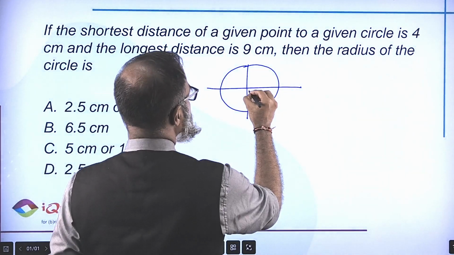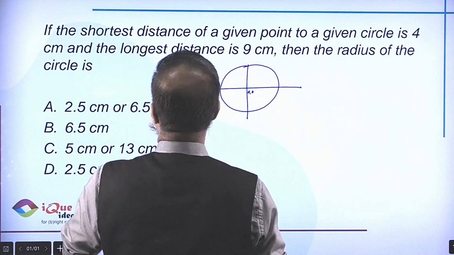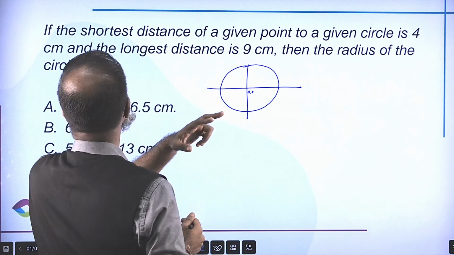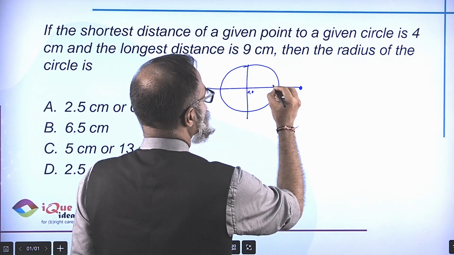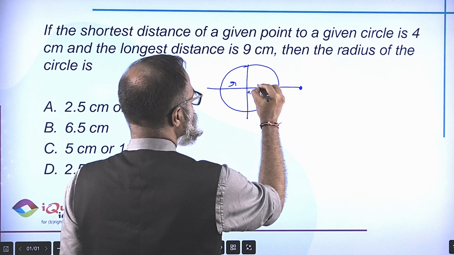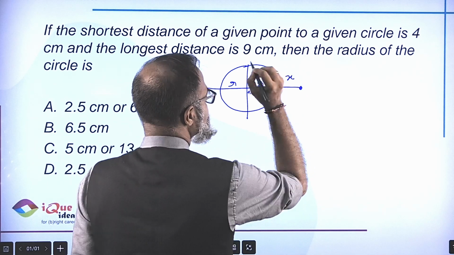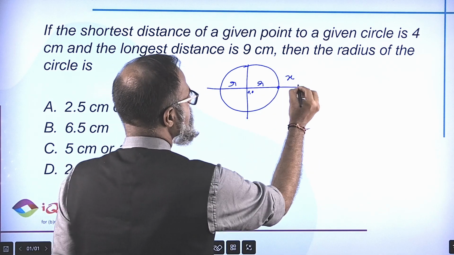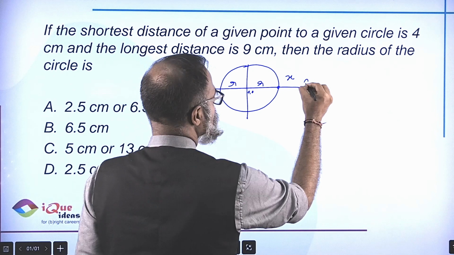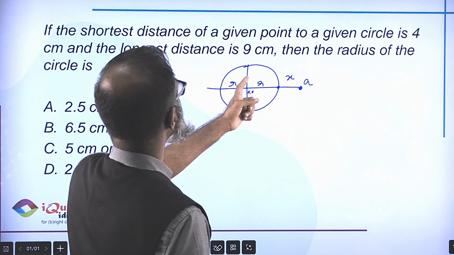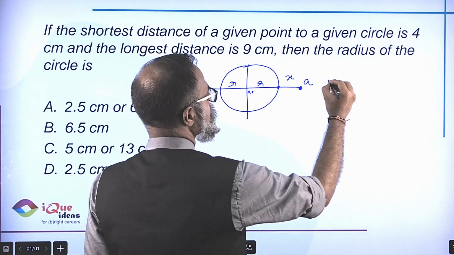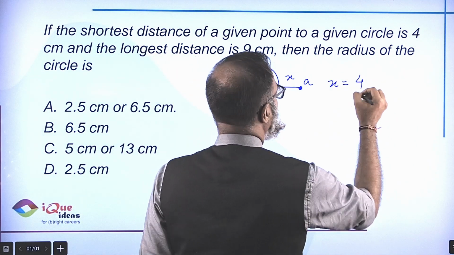So I assume the center of the circle is at 0, 0. The shortest distance is 4 centimeters. Let's assume this is my point. So if r is the radius of the circle and x is the distance from the circle to this given point, let us call this point A, then the shortest distance is 4 centimeters. So x is equal to 4.